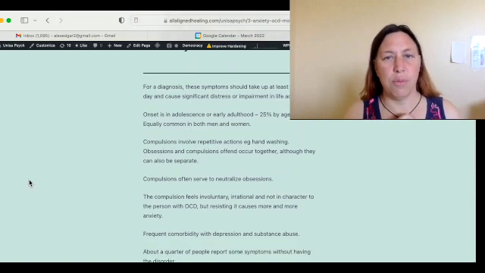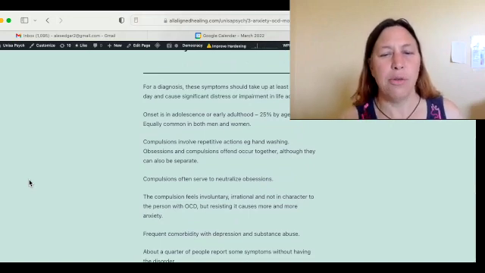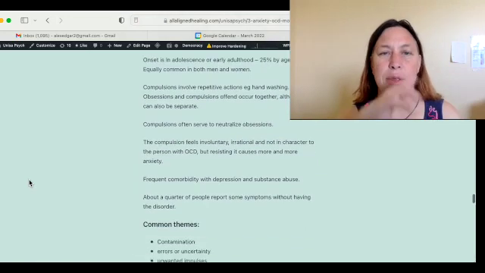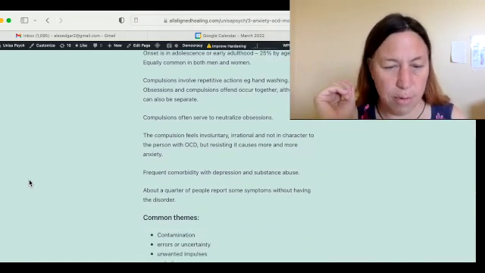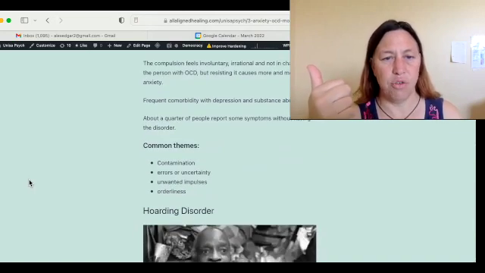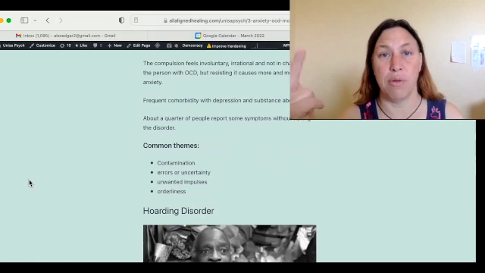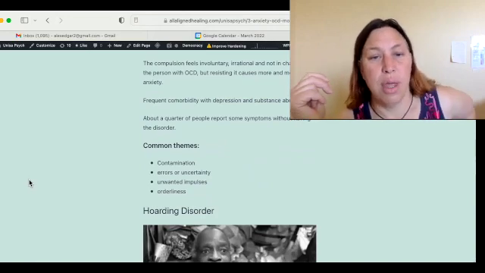Frequently comorbid with depression and substance abuse, self-medication. About a quarter of people report some symptoms without the disorder. So a lot of us have some aspect of this. Common themes: contamination, disgust pathways, errors or uncertainty, unwanted impulses such as thinking you're going to do something bad. I'm going to crash the car, I'm going to crash the car.